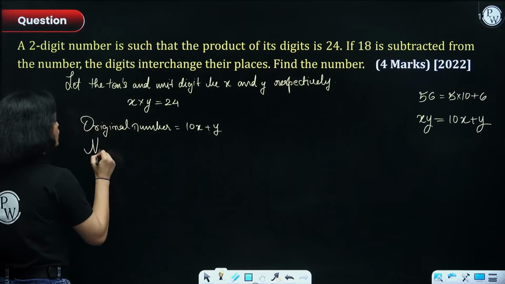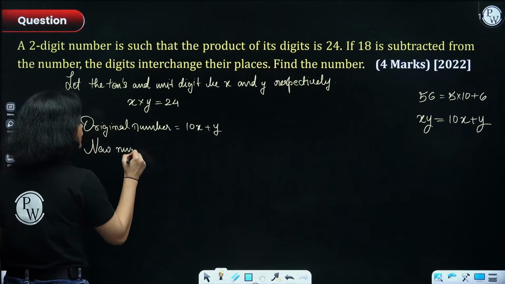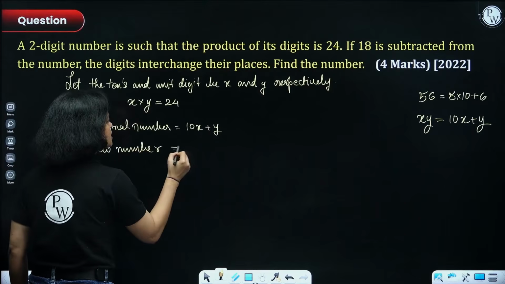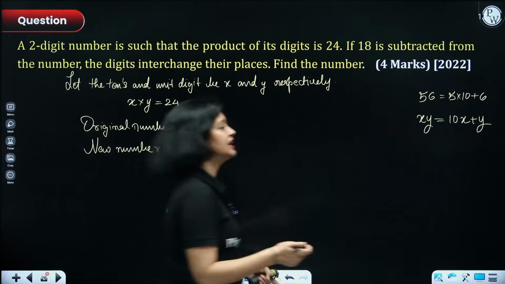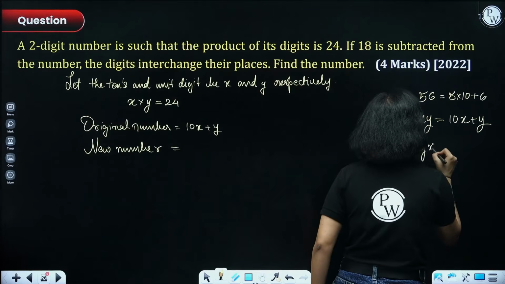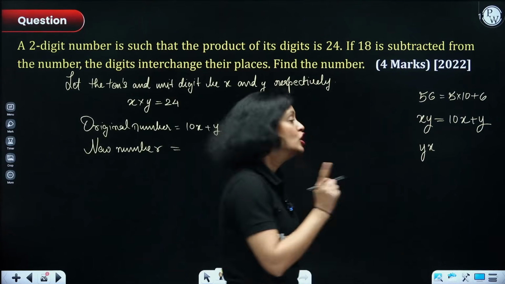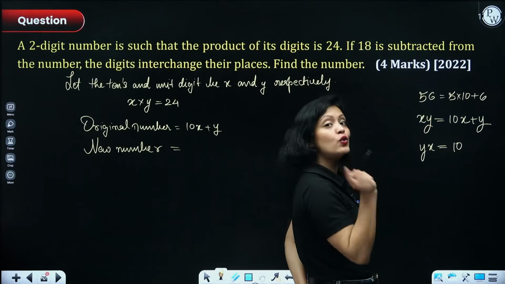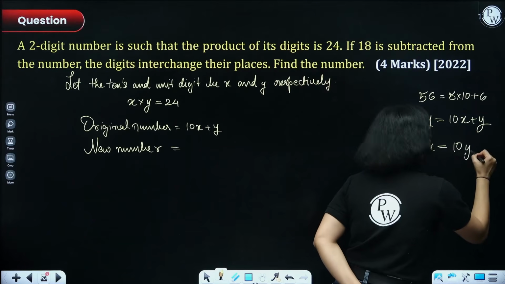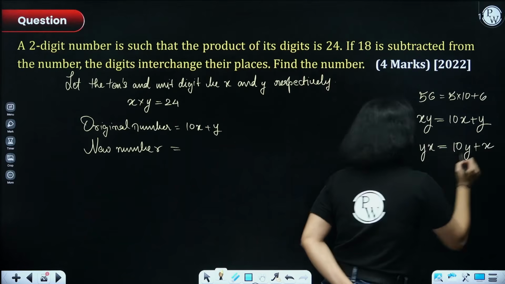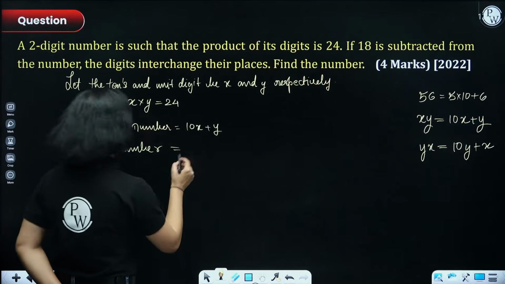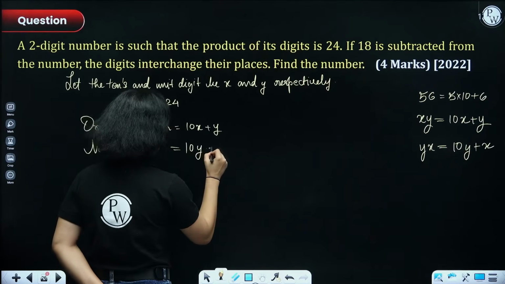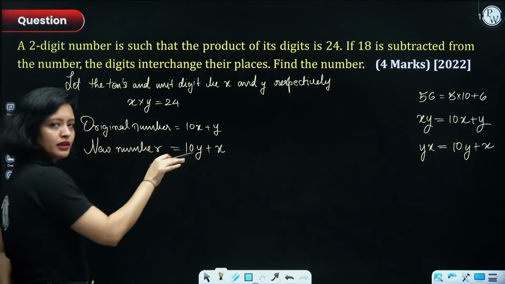New number basically here is the number formed by exchanging the digits. So when you are exchanging the digits, guys, y comes at 10th place and x goes to 1st place. So what would this number look like? This number would look like 10 into 10th digit, which is now y, plus 1st digit, which is x. Okay? So new number is equal to 10y plus x. You have written both the numbers.